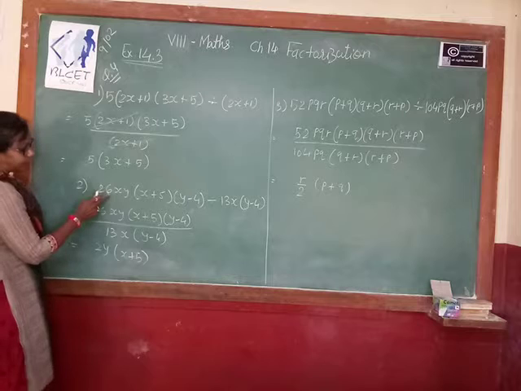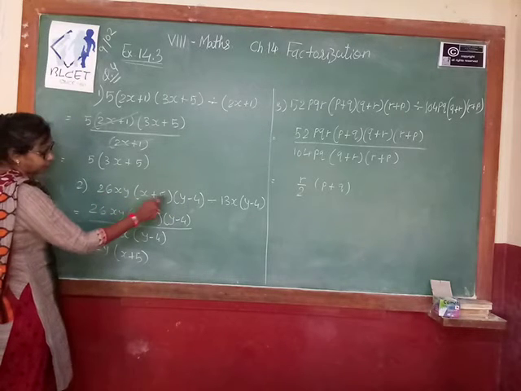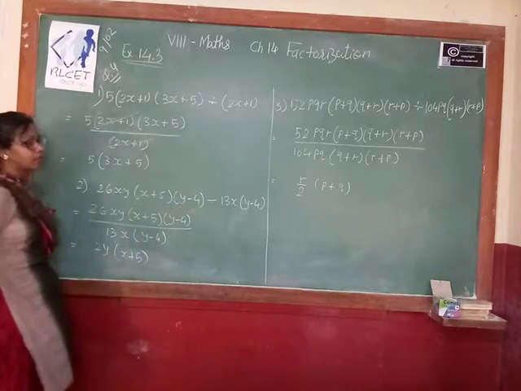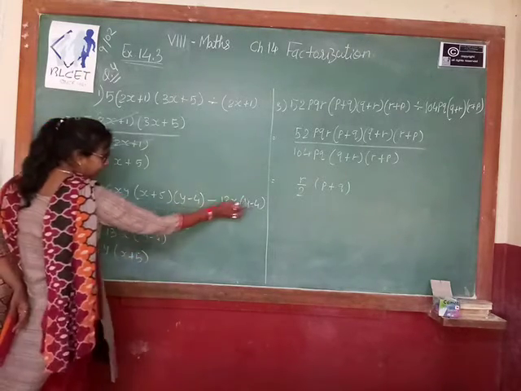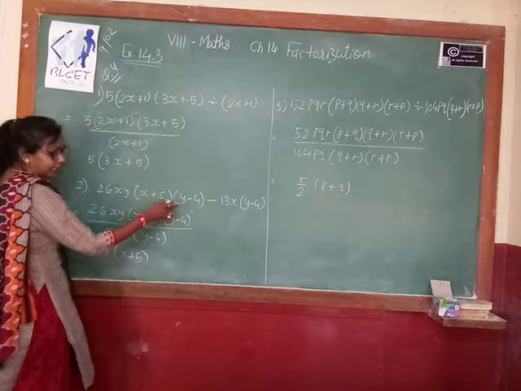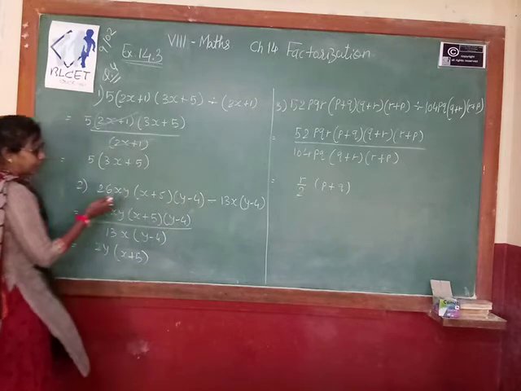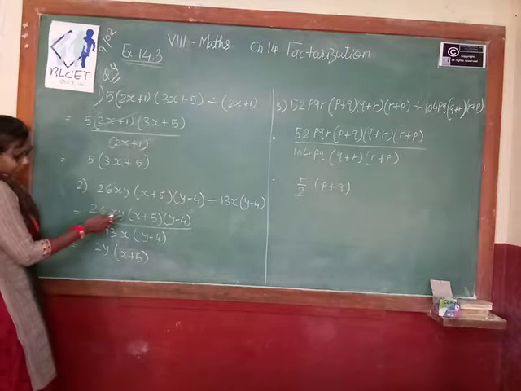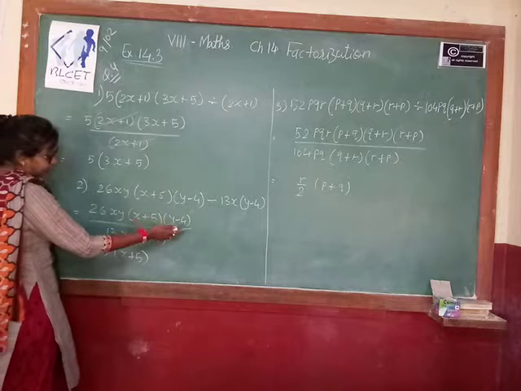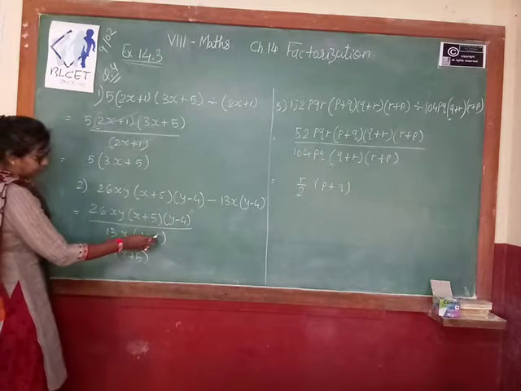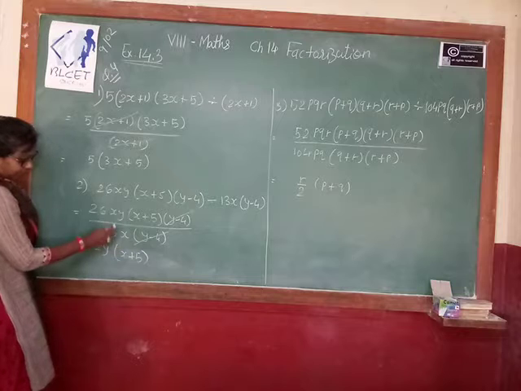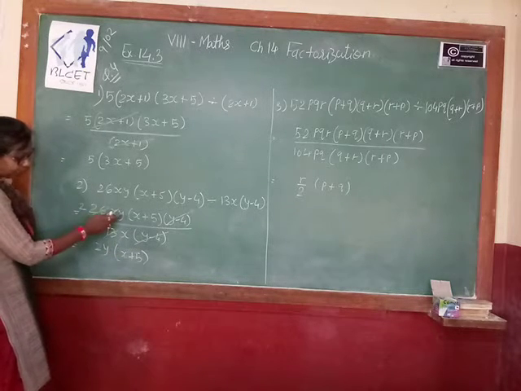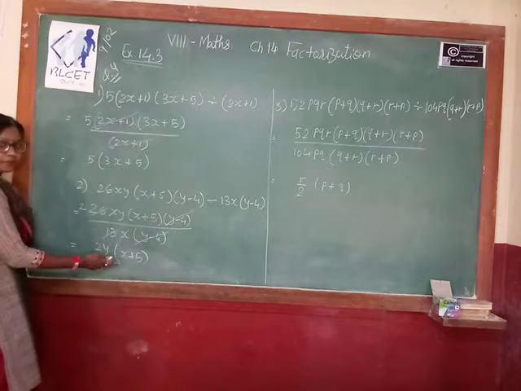Second question: 26xy(x + 5)(y - 4) divided by 13x(y - 4). We know that y - 4 is common in the numerator and denominator, so that is directly cancelled. And we know that 26 is also divisible by 13. So this will get cancelled. x is also cancelled. 13 twos are 26. So what is left? 2y(x + 5). So this is your answer.